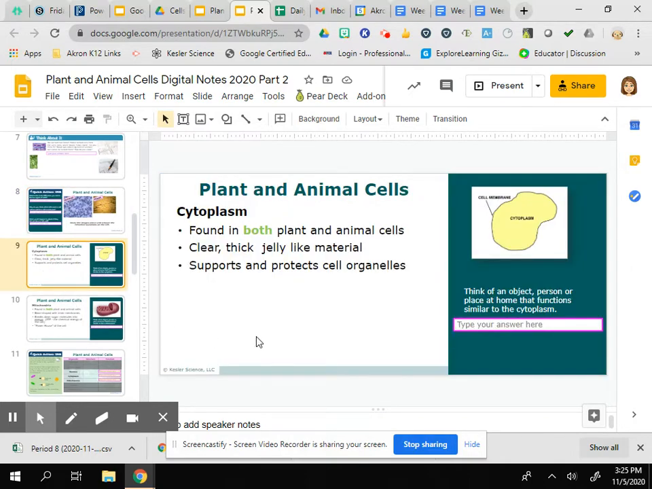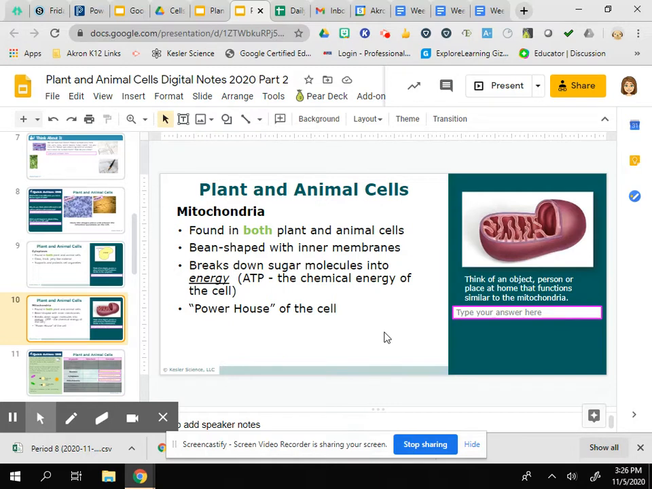Moving on, we'll talk about cytoplasm. It's found in both plant and animal cells, and it's a clear, thick, jelly-like material. It helps support and protect the organelles, and this is where all the chemical reactions occur inside of a cell. Again, you're going to come up with an analogy. Think of an object, person, or place at home that functions similar to the cytoplasm.